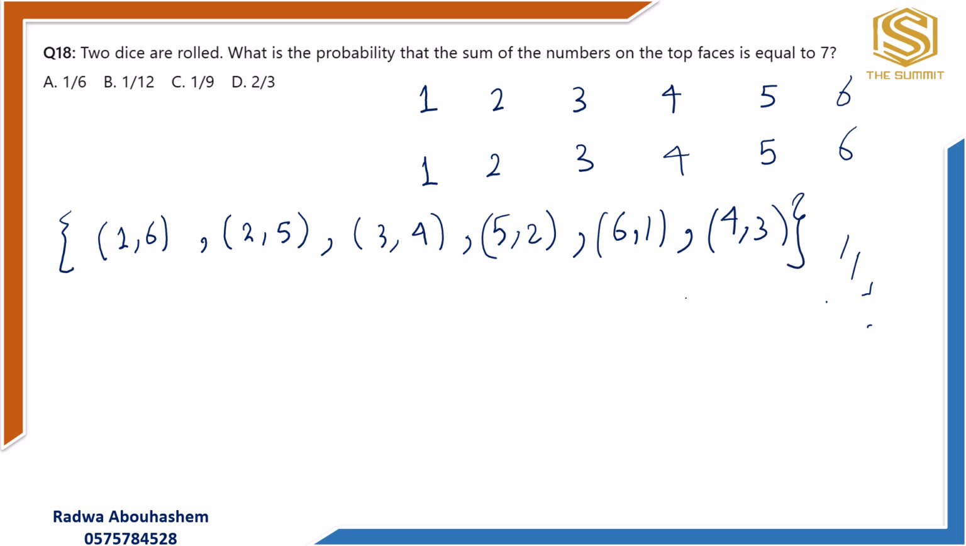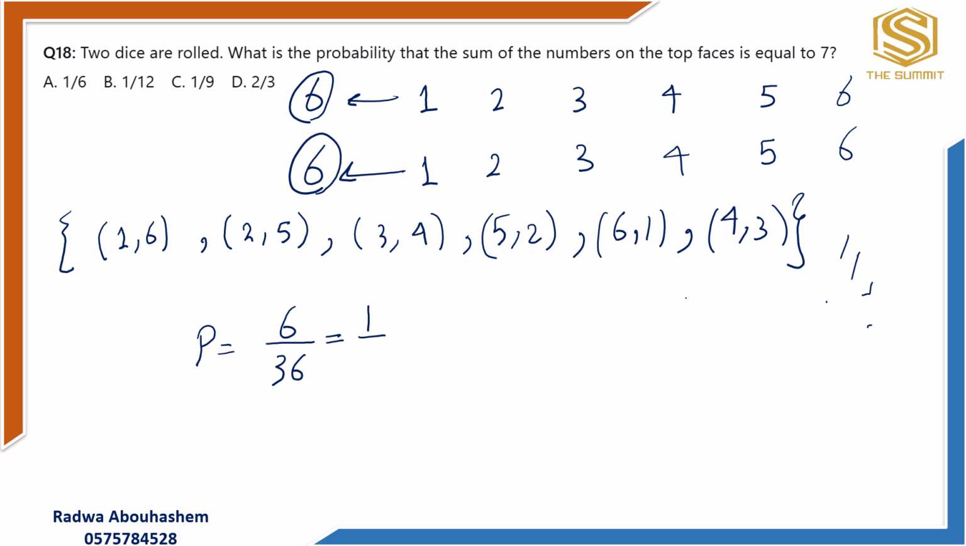How many here? 6. Out of what? You roll 2 dice. Here is 6, and here is also 6. So 6 times 6 gives 36. You remember the counting principle? So the probability is 6 out of 36, so it would be 1 over 6, because we are rolling 2 dice.